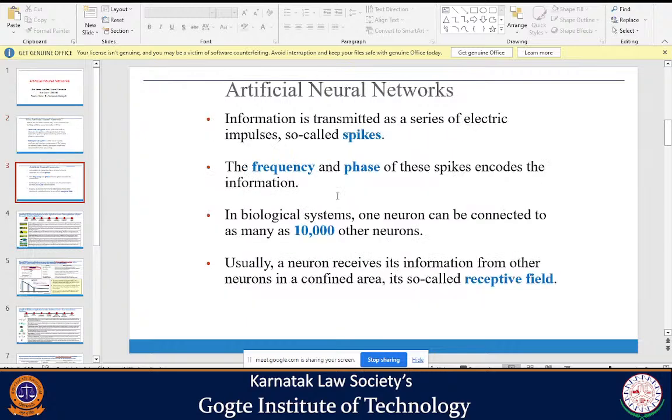Now see here, information is transmitted as a series of electric impulses, called spikes, and you can also find the frequency and phase of the spike-encoded information. And in the biological system, one neuron can be connected to as many as 10,000 other neurons, and that you also have to predict by using the ANN.